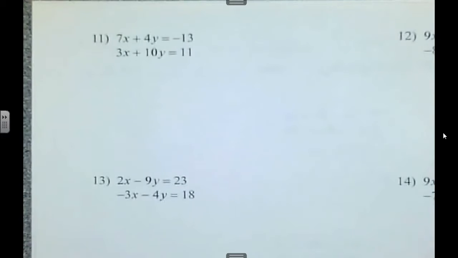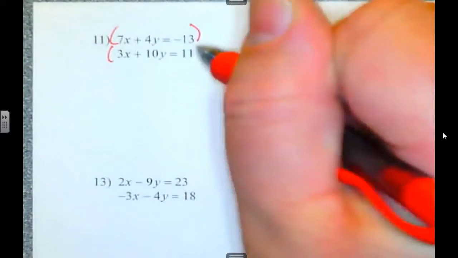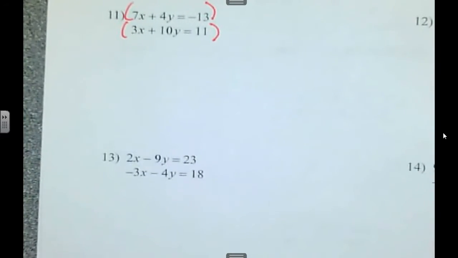Okay, you get to number 11, and it's like, well, Mr. D, how am I supposed to multiply one of those and eliminate? Well, the answer is you don't. You have to multiply both of them by a number. So I'm going to have to multiply the top one by a number and the bottom one by a number. You have to find a common factor.